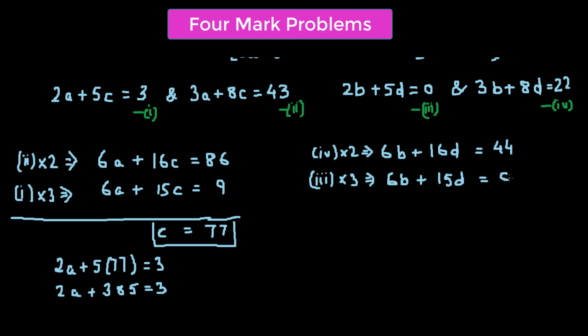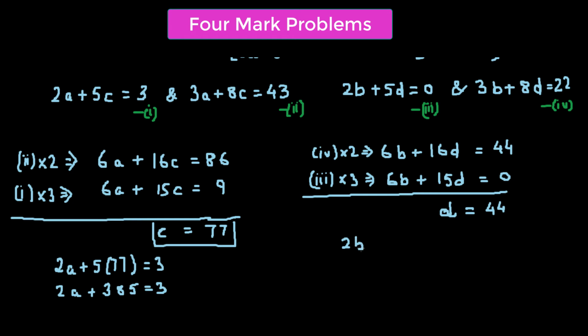So this is equal to 0. So 6b and 6b are going to cancel out each other. 16d minus 15d is going to give us d, and the value for d is 44. Now let's take this value d equals 44 and plug it into our third equation.